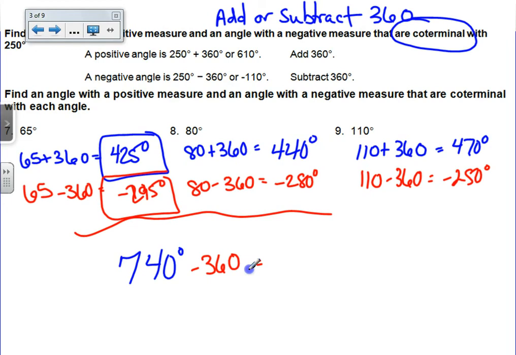Okay, you're on the right track. So subtract 360, and what does that give you? Someone do that. 380. Positive 380, right? Okay, now what if I subtract 360 again? 20. And then I have to subtract it again. If I asked you for a negative coterminal angle, in some cases you might have to subtract 360 a bunch of times to even get down to a negative number.